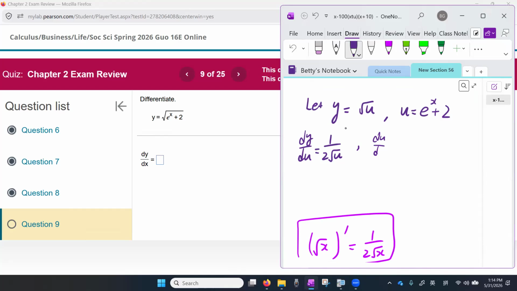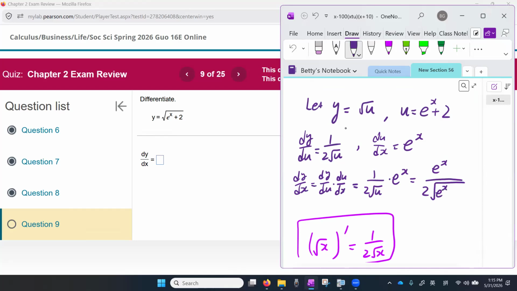And du dx is e to the power of x plus 0. So dy dx equals dy du times du dx. dy du is 1 over 2 root u times du dx, e to the power of x, and that gives e to the power of x over 2 root u, which is e to the power of x over 2 root of e to the power of x plus 2. This is the answer you're going to enter in the cell.